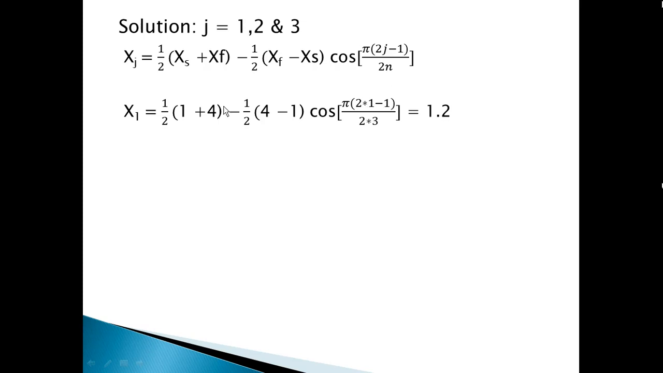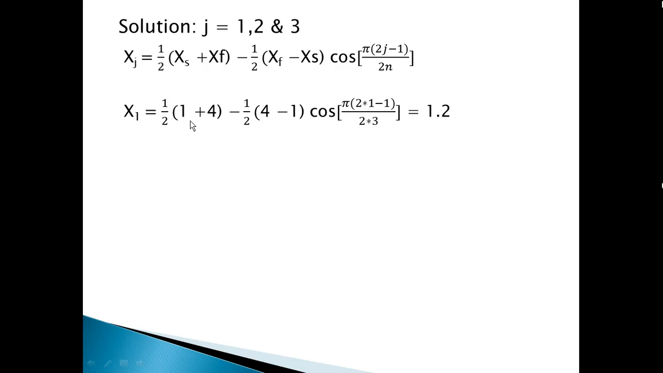On the basis of this, if I do the calculation, the value of x1 is equal to 1.2, and it should be greater than the starting point, because your starting point is 1 and final point is 4. So all the values of precision points are supposed to lie in between 1 and 4 only. If it exceeds 4 or is less than 1, it means that you have made some error while calculating the values.